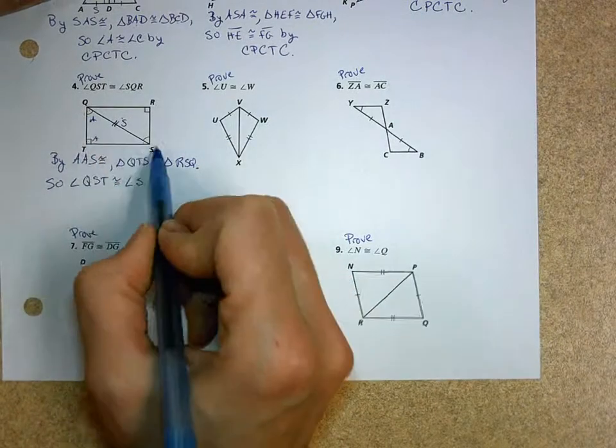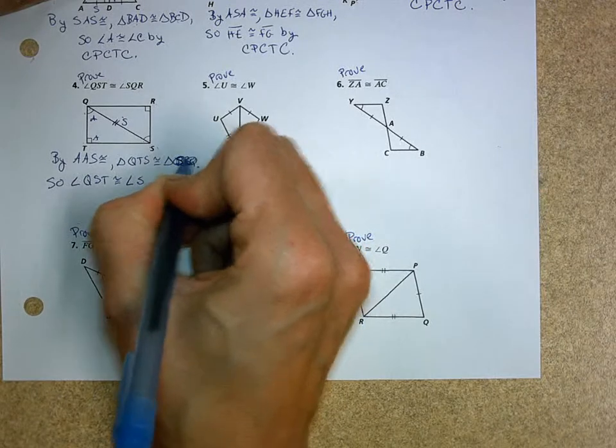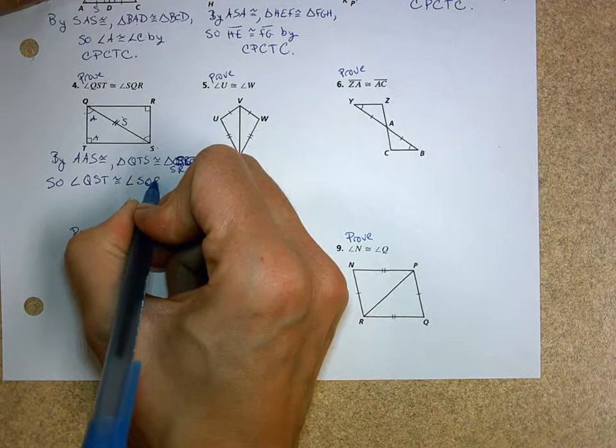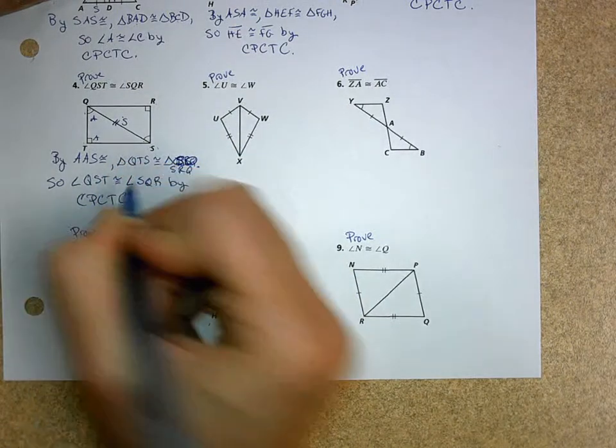I had QTS, I should have an S. I should have an SRQ. I just realized I flipped mine around, otherwise it wouldn't work. All right, SQR by corresponding parts of congruent triangles are congruent.